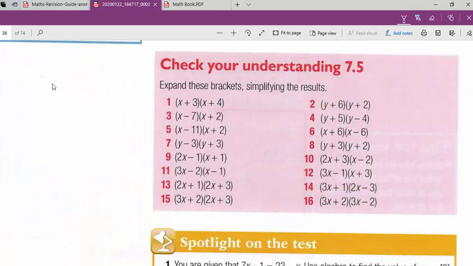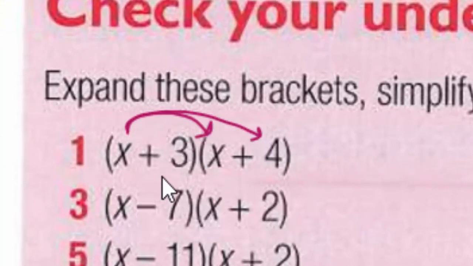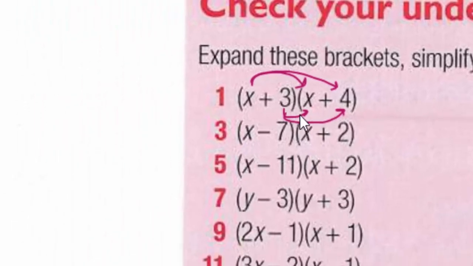Expanding brackets. To expand brackets, we're going to multiply each term by both terms in the other bracket. Can we do the opposite? Yes, but follow one way all the time so you don't get confused. This x should be multiplied by both, and this 3 should be multiplied by both.